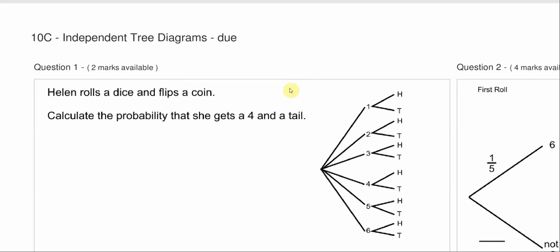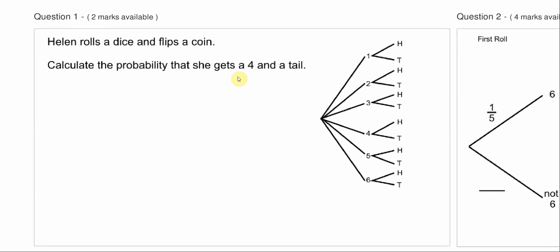Okay, so this is just going to be video solutions to the independent tree diagram task from Tuesday the 7th. I'll upload the written document as well afterwards, in case you don't have time to watch this whole video.